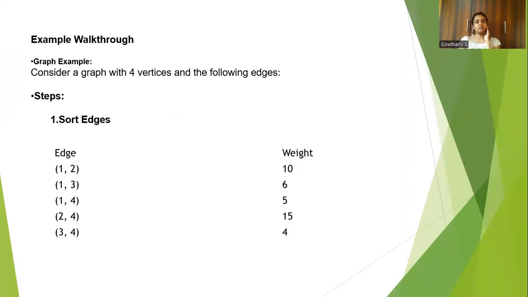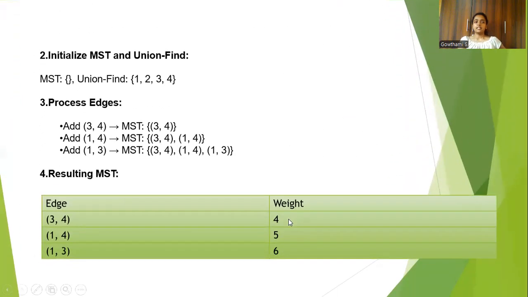Consider there are 4 vertices: 1, 2, 3, 4. There is an edge from 1 to 2, 1 to 3, 1 to 4, 2 to 4, and 3 to 4. So we can draw a graph by drawing the vertices and connecting them, with the weights given as 10, 6, 5, 15, and 4. The second step is to initialize. We know that there are 4 vertices, 1, 2, 3, 4, each in its own set.